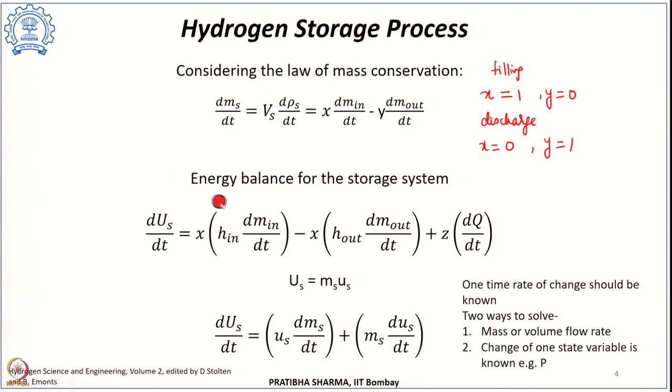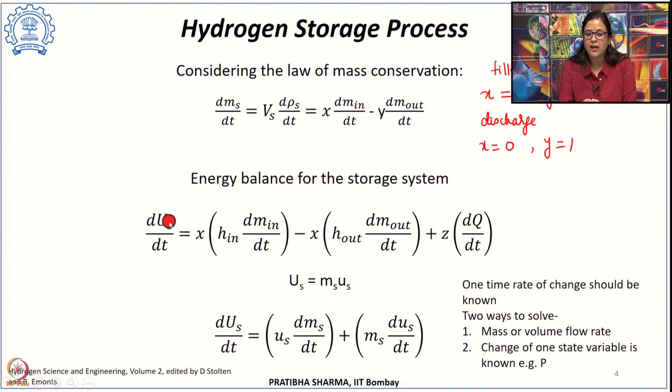Similarly, we can consider the energy balance for the storage system. So, the rate of change of the internal energy inside the storage unit, dUs upon dt, is given by the exponent x times the specific enthalpy entering the system times the mass flow rate entering the system, minus the exponent y times the specific enthalpy leaving times the rate of change of mass leaving the system, plus another coefficient z times the rate of heat exchange dq by dt.